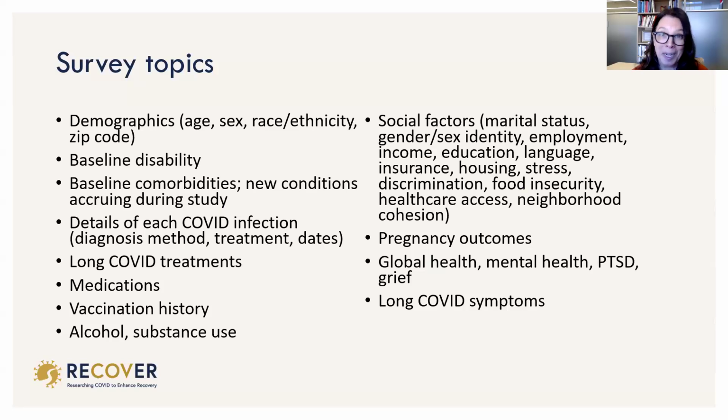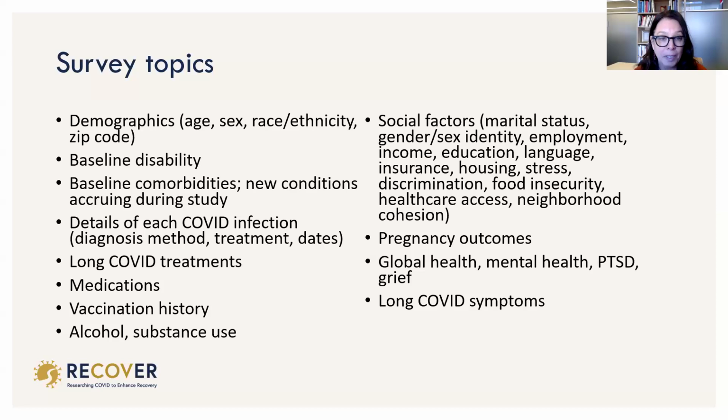Our surveys are very elaborate. In fact, they take our participants many hours to complete, and yet they complete them with an extremely high level of completeness. We are missing very little data, in fact. Our survey topics cover basic demographics: age, sex, race, zip code, baseline disability status, vision, hearing, physical function, and so on.